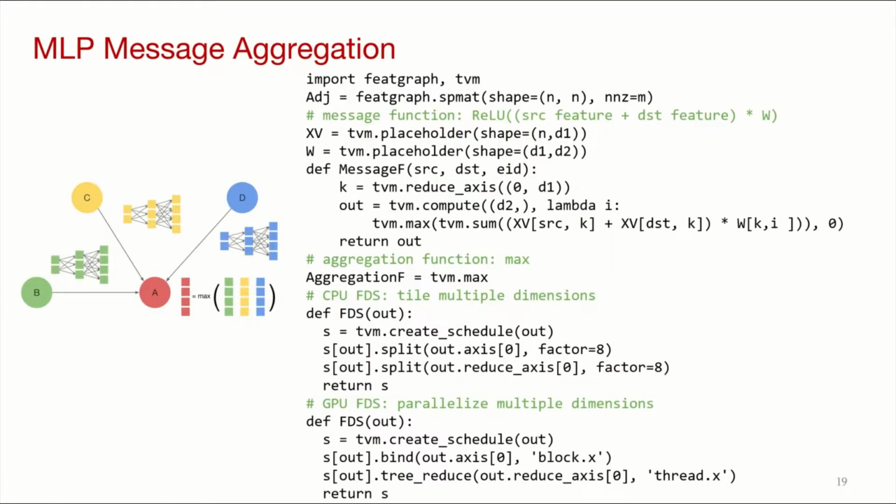Okay, putting it all together, this slide shows how we express and optimize MLP message aggregation in FeatGraph. Don't read the code. I just want to convince you that FeatGraph is powerful enough to handle complex kernels like MLP message aggregation.